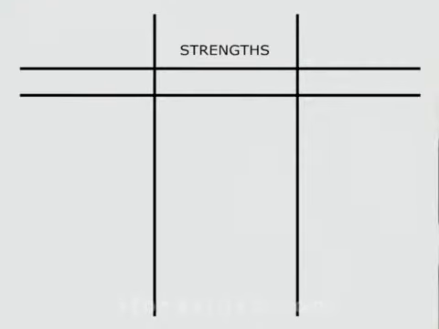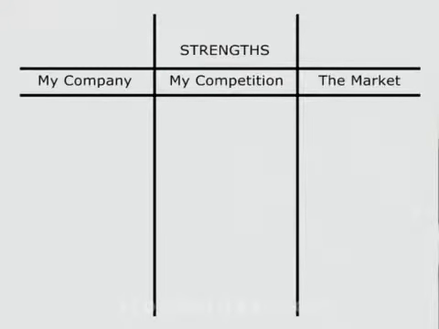So, let's take the very first piece of paper, and at the top of it, write the word strengths. Now, divide that piece of paper into 3 columns. And at the top of the first column, write the words, my company. Top of the second column, my competition. Top of the third column, the market.